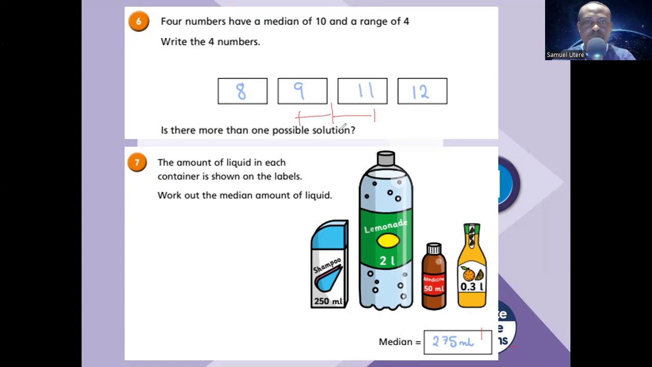So we know we're going to have 10 here. It means that we can use 1 as the value. We can use any other value, but 1 is a convenient one. So that has to be 9, and the next one has to be 11. Now, the number next to 9 has to be lower than 9, so it should be 8, and that can be 12. So we can see that the range is 4 because 12 minus 8 is 4.